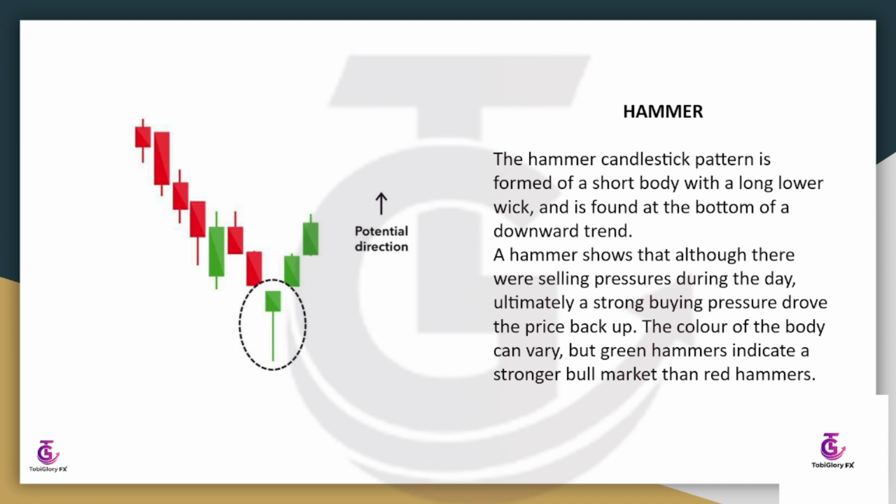Let me talk a little about the hammer candlestick pattern. The hammer candlestick pattern is formed of a short body with a long lower wick and is found at the bottom of a downtrend. I'll make a video for this and I will talk about this further.